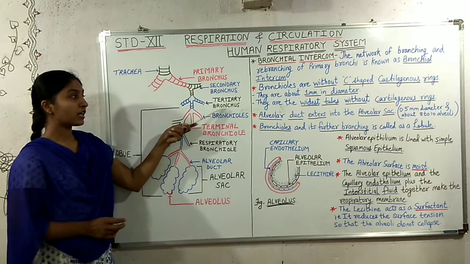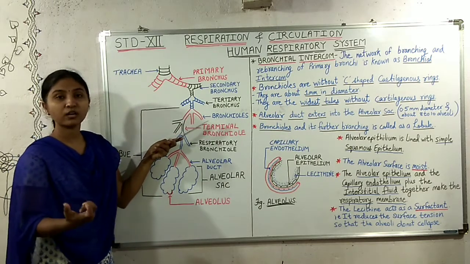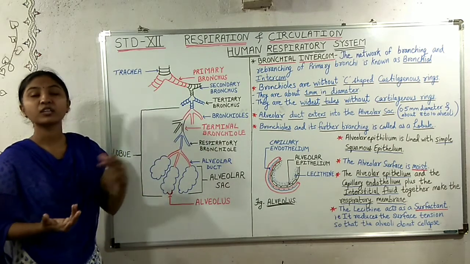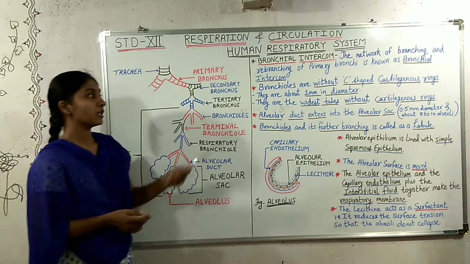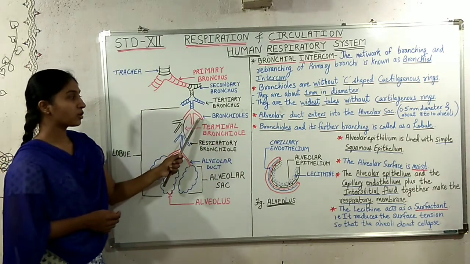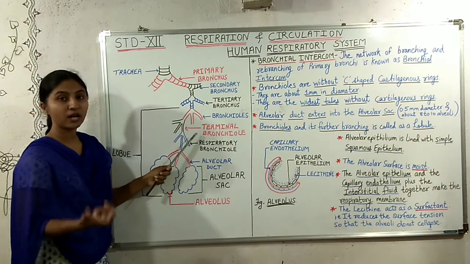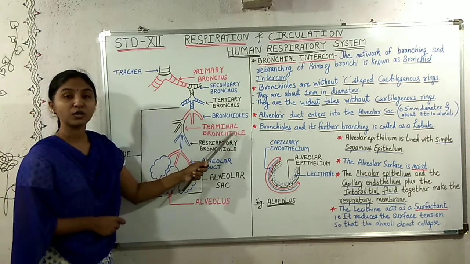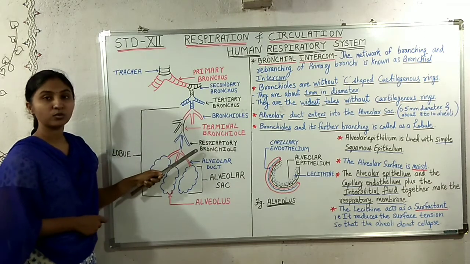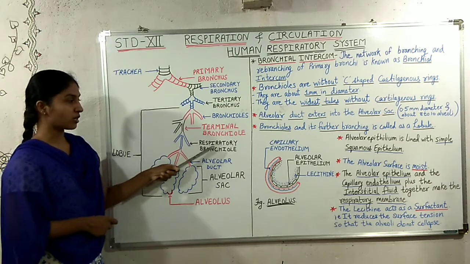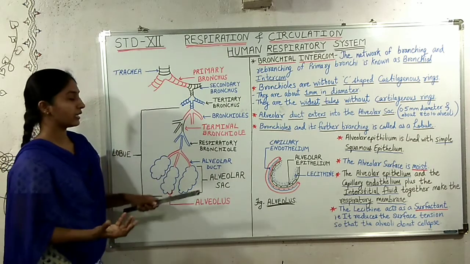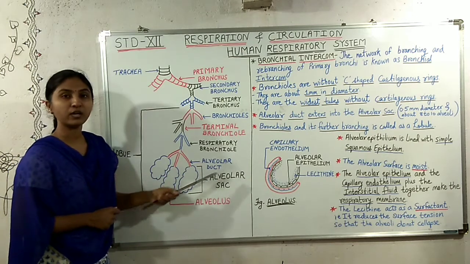These tertiary bronchi further get divided into smaller and narrower tubes. Those are called the bronchioles. Bronchioles are without the cartilaginous rings. They are about 1 millimeter in diameter. These bronchioles further get divided into narrower tubes called the terminal bronchioles. Terminal bronchioles again get divided into fine and narrow tubes. Those are called the respiratory bronchioles. Respiratory bronchioles again get divided into alveolar ducts.